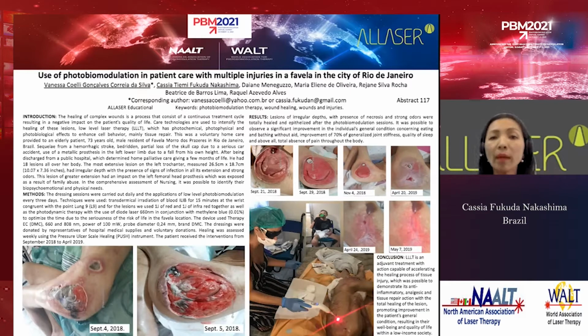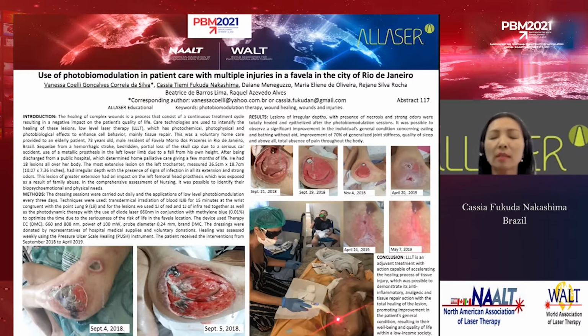Also, we had all these lesions that were irregular, of depth with presence of necrosis, all of them healed and epithelialized after the photobiomodulation. So it's possible to observe a significant improvement in the individual's general conditions also. He began eating, he began bathing without aid, and improvement of 70% of generalized joint stiffness, quality of sleep, and above all, the absence of pain throughout his body.